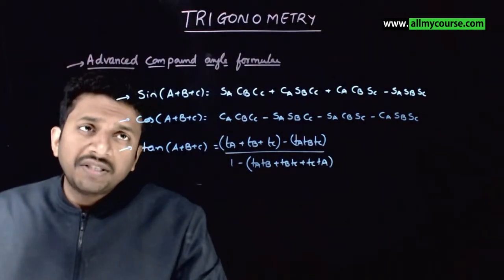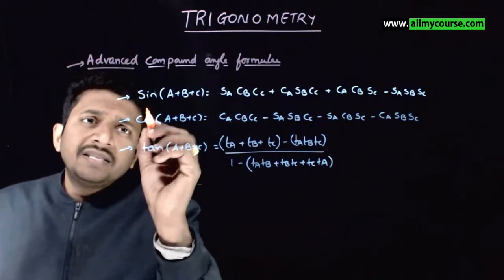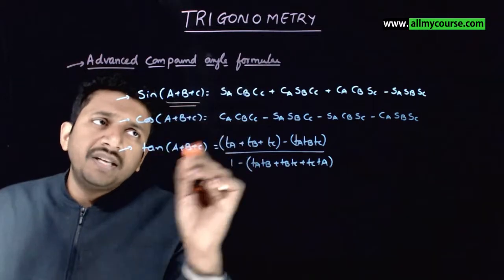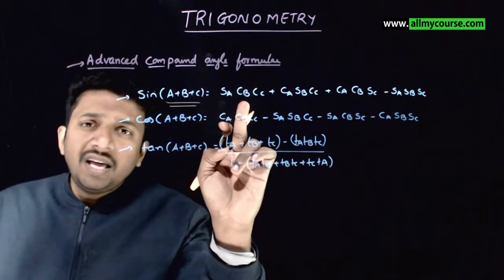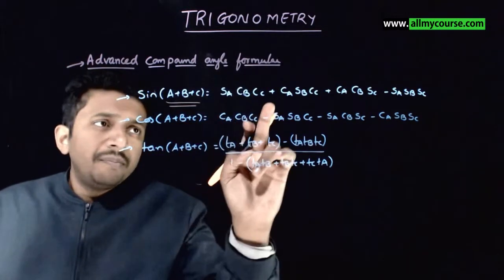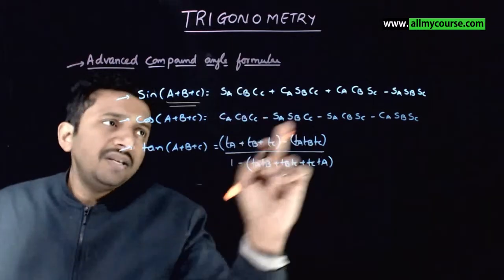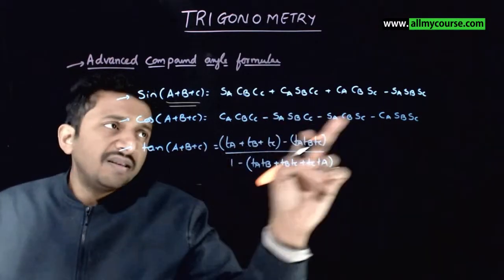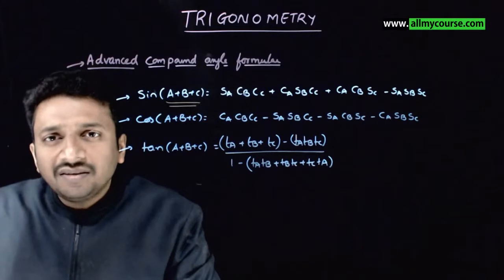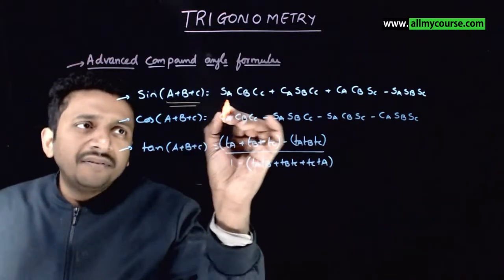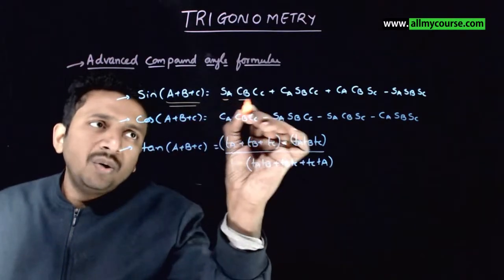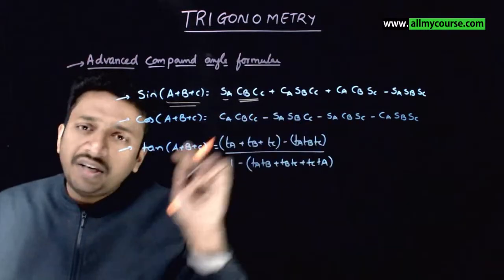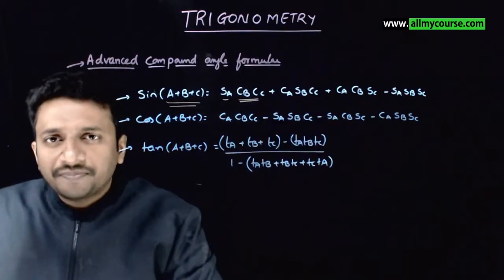The next set of formulas that you have are sin of A plus B plus C is equal to sin A cos B cos C plus cos A sin B cos C plus cos A cos B sin C minus sin A sin B sin C. That is, you have one sin and two cosines in each of the terms, minus all sines.